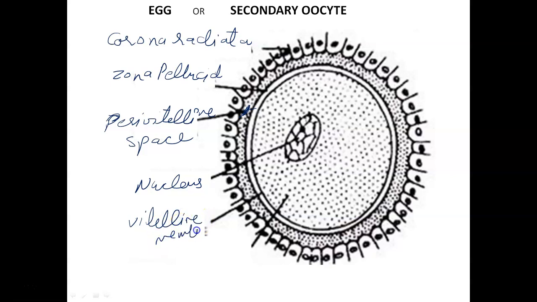Vitelline membrane. And this one is the cytoplasm of the egg. So this is the secondary oocyte which takes part in fertilization.